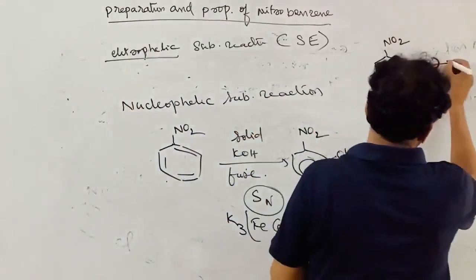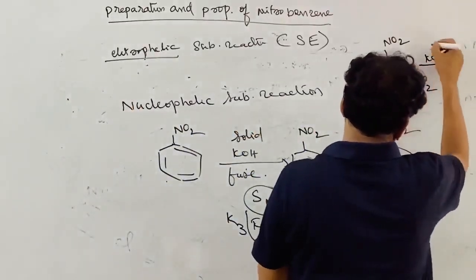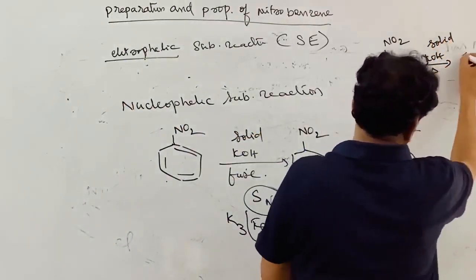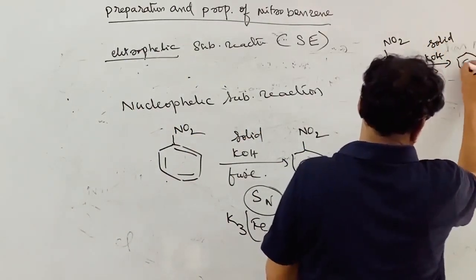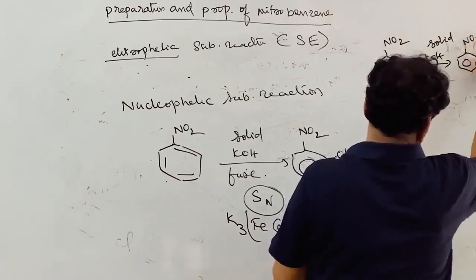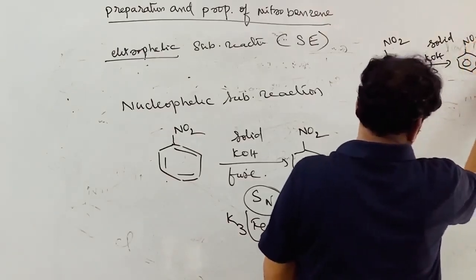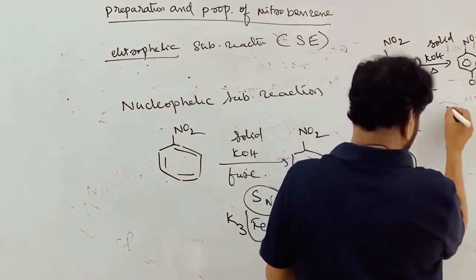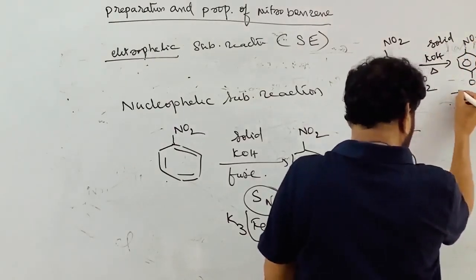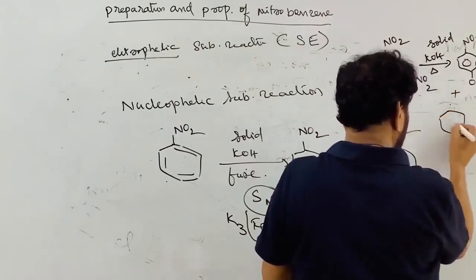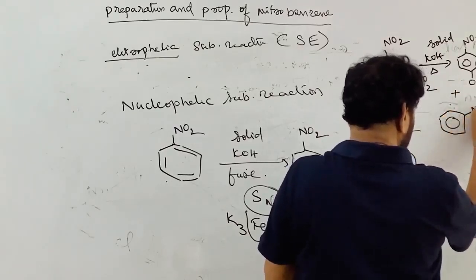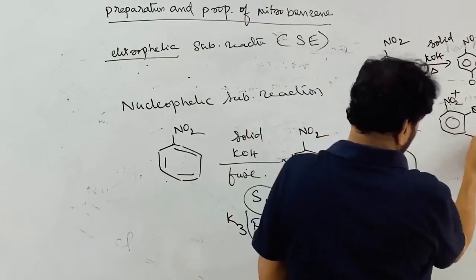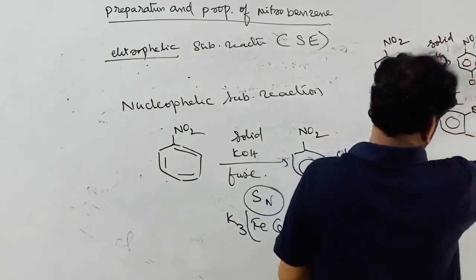There are two. Heat with solid KOH, fuse. The nitro group is intact, NO2 here. That is 2,4-nitrophenol, plus the other one, it can go between these two. That percentage is less due to ortho effects. These two are formed.